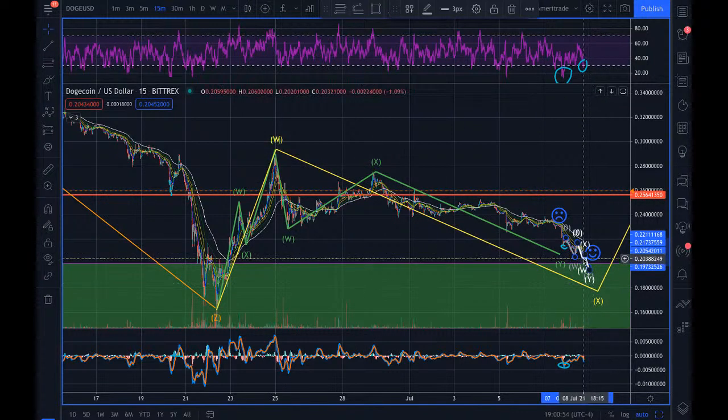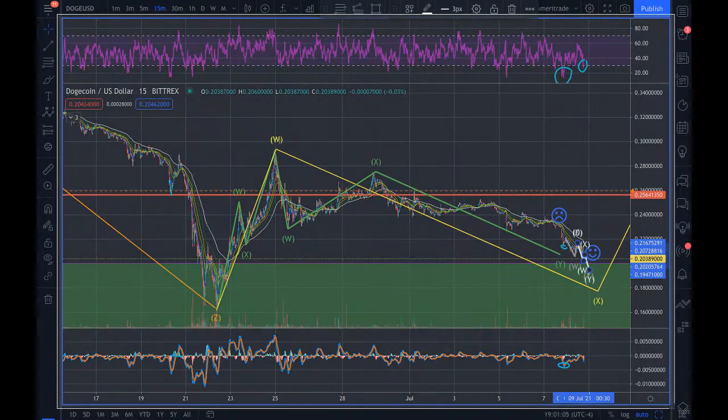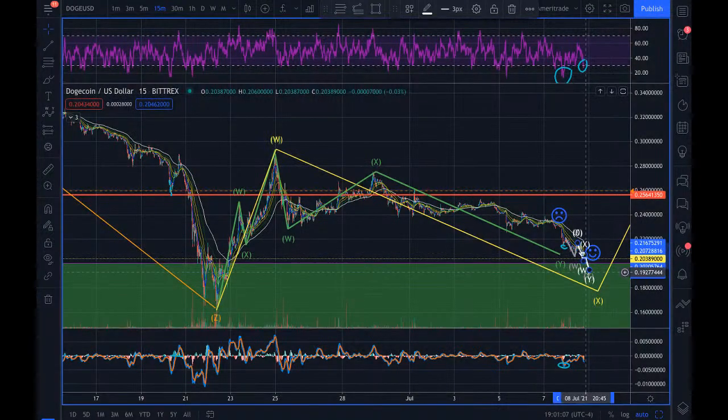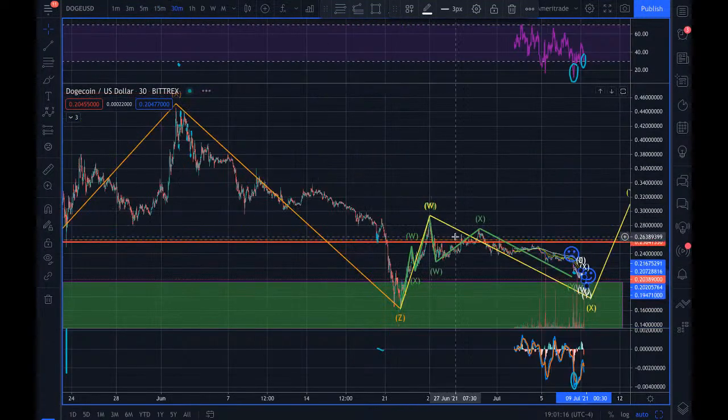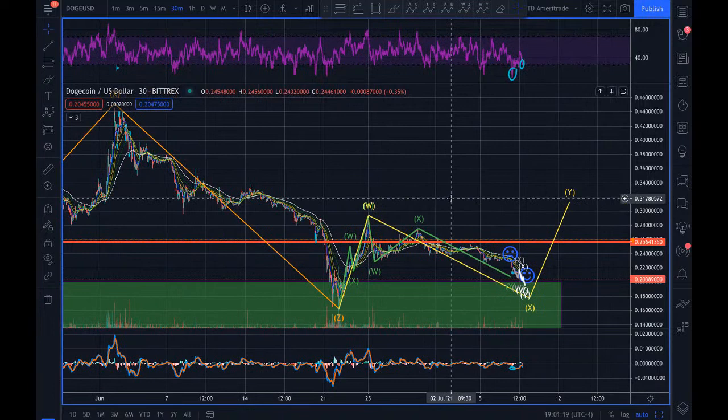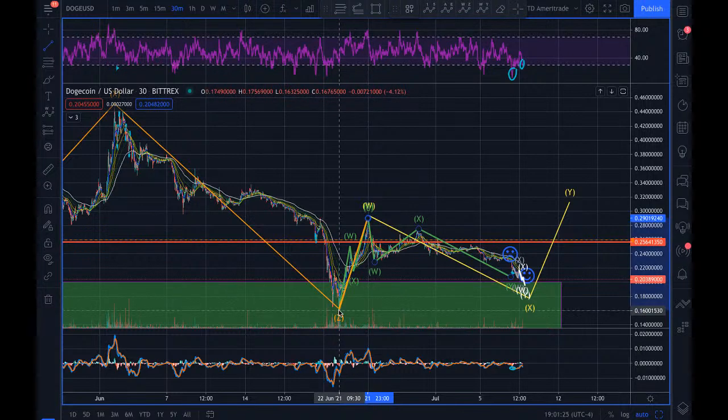Anyway, whatever happens in the next day, let me take a screenshot really quick. Whatever happens in the next day or so is going to be, I think, the end of this sideways wave, is what I'm expecting. And then I think it'll have another wave up, similar to the size of this wave right here.